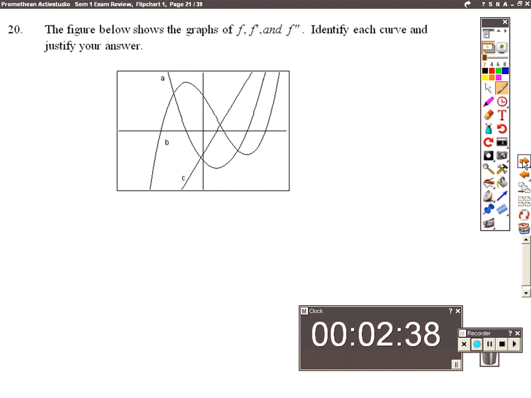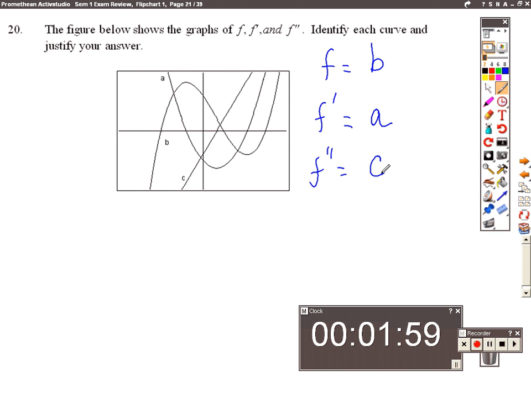Finally, number 20, the figure below shows the graph of f prime. So in other words, you're trying to identify the original, the first, and the second. So we want to know the original function, the first derivative, and the second derivative. This one's really easy because you can see that you have a cubic equation, which is letter B. You have a quadratic, which is A, and a line, which is C. So it only has to make sense that the cubic would be the original function. The first derivative of a cubic by the power rule would be a quadratic, A, and the derivative of a quadratic would be a linear, C.